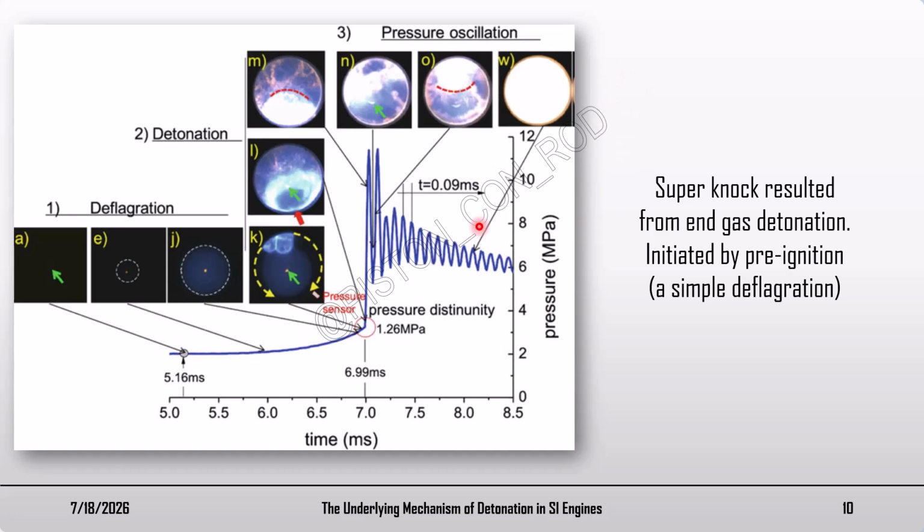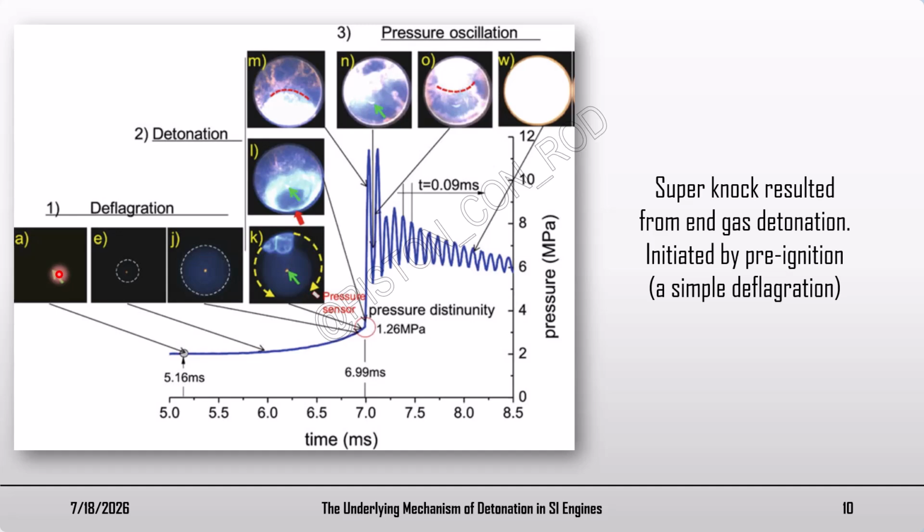Okay, in this picture we have the cylinder pressure. This is a detonation scenario. We have the cylinder pressure, and here we have time in milliseconds. As you can see here in this part, we had the pre-ignition. So this scenario is super knock resulting from end-gas detonation initiated by a pre-ignition.